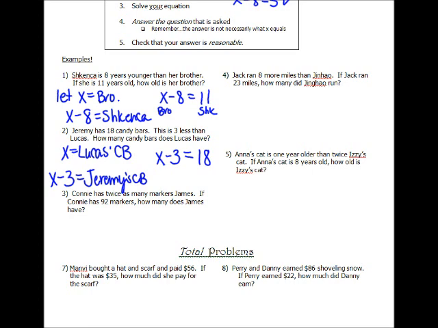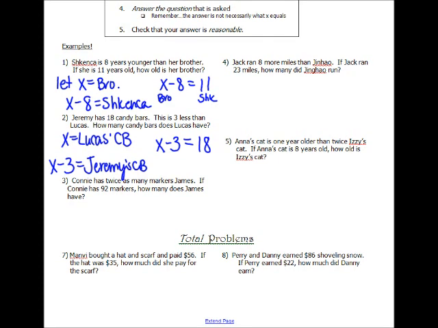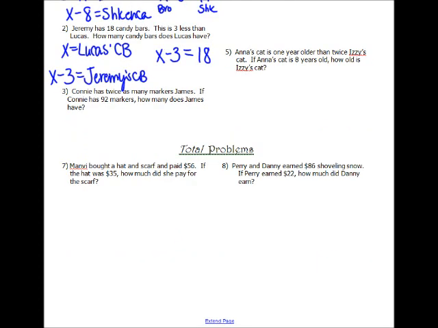All right? So I'm going to let you guys finish 3, 4, and 5 there. And I'm going to talk about total problems. Total problems come in handy a lot because sometimes you feel like you don't have enough information. So let's look at the first one. Mondi has a hat and scarf. She bought a hat and a scarf and paid $56. If the hat was $35, how much did she pay for the scarf? So I'll just make the scarf's price what I don't know and I'm trying to find. And I know that the total paid was $56.